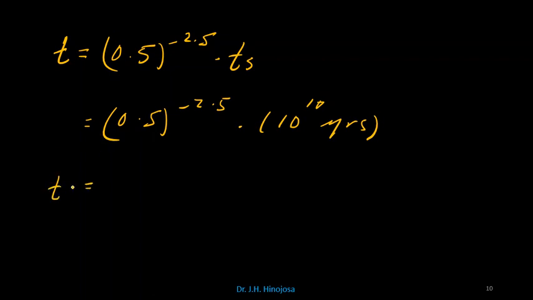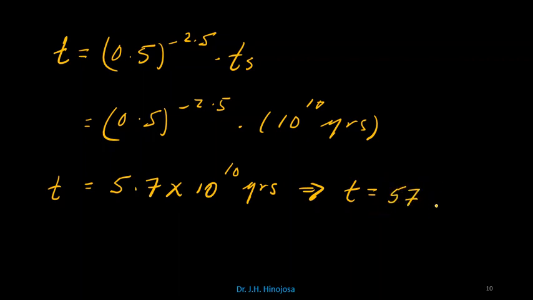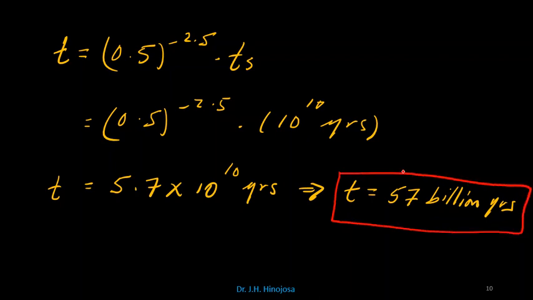And so for this particular example, we get 5.7 times 10 to the 10 years, or the lifetime of a star that has half the mass of the sun is 57 billion years. So we see that massive stars have short lives and low mass stars have longer lives.